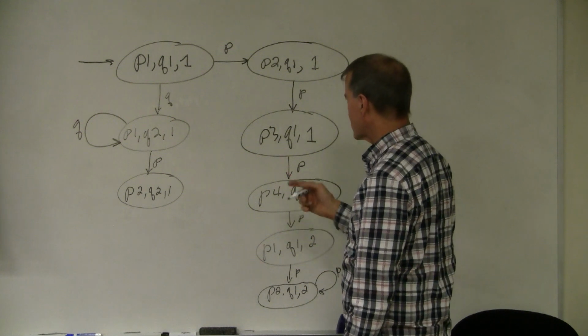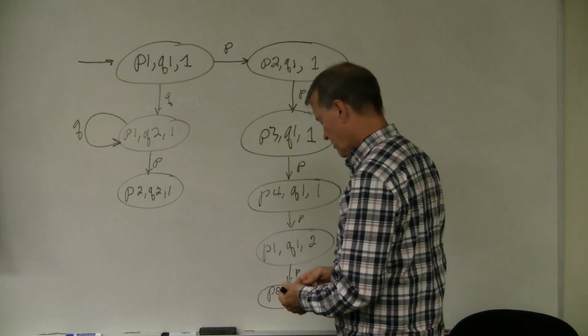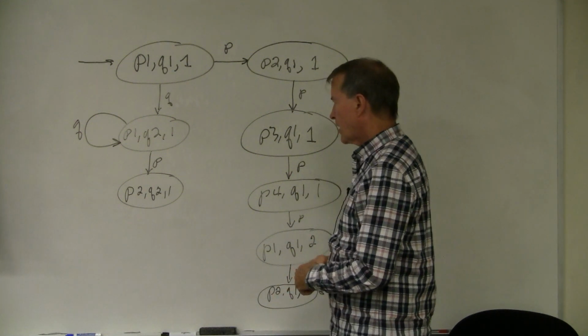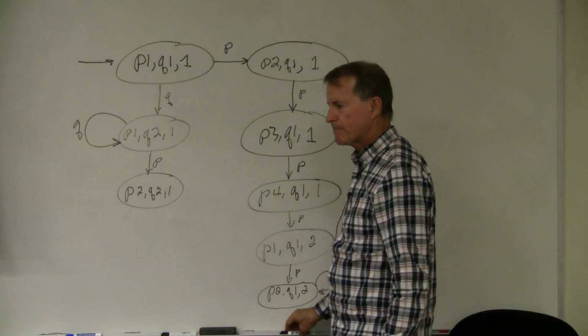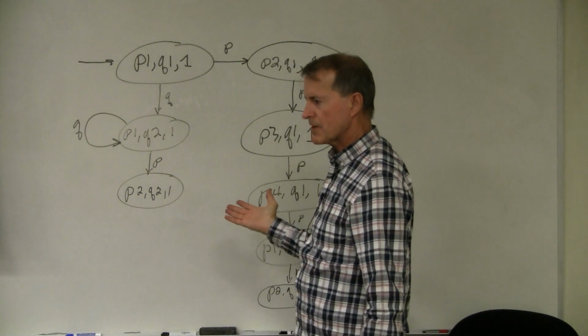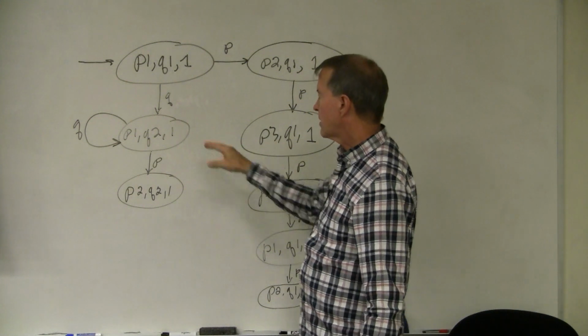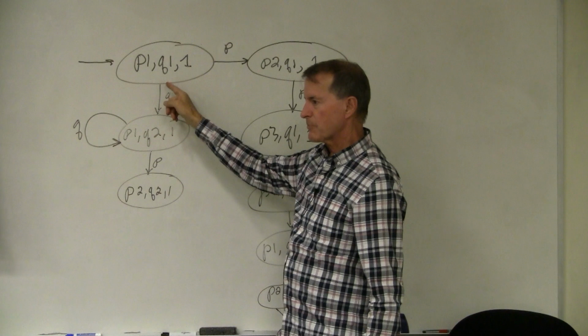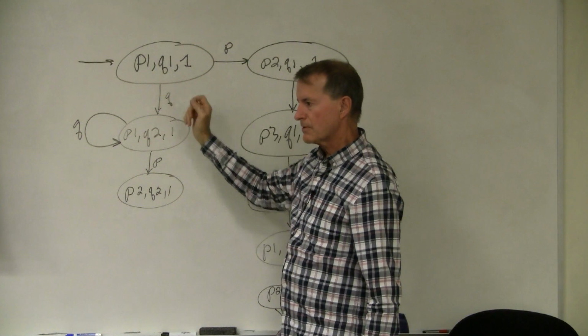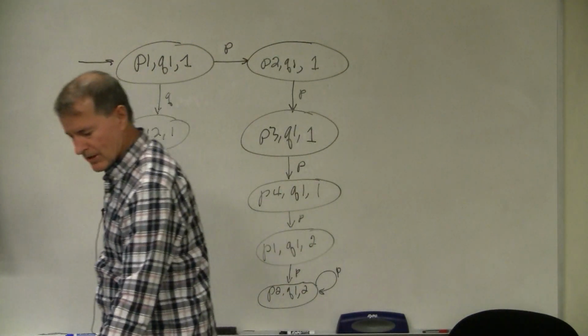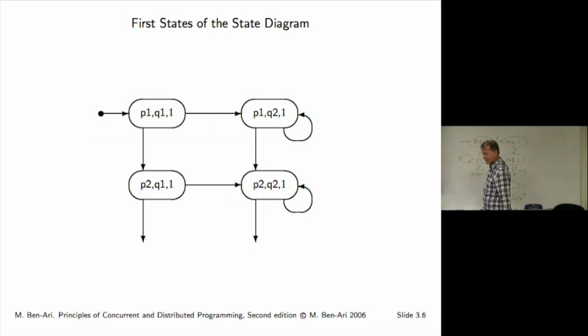Now, do any of these things close in on each other? How many possible states are there? Are there a finite number of states in this algorithm? Do you see what they are? There's all the combinations of P's and Q's and values of turn. Okay, so let's see. Here is the start of the analysis.